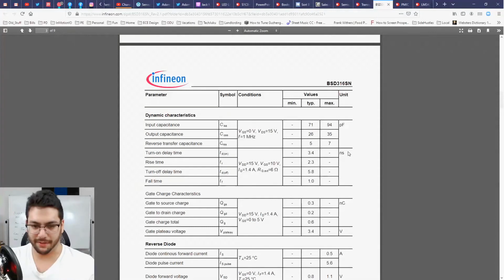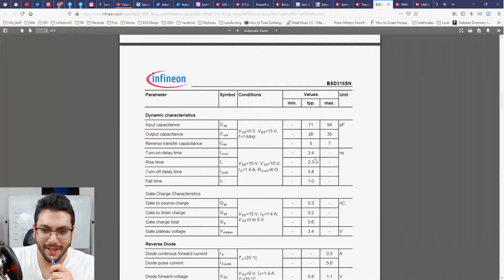Okay, wait, I saw nanoseconds. By the way, sometimes I just look on the unit side and see if I see the unit I'm looking for. Turn on delay time, 3.4 nanoseconds. I think that'll be fast enough. 3.4 nanoseconds means 3.4 billionths of a second. Rise time is 2.3 nanoseconds. Okay, this thing's going to be really fast.